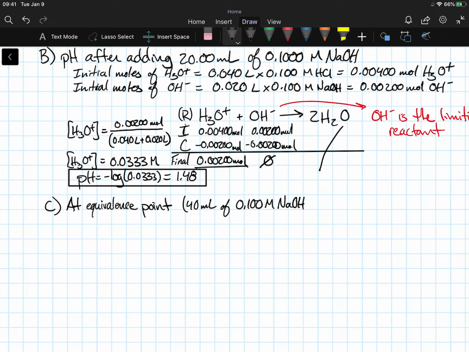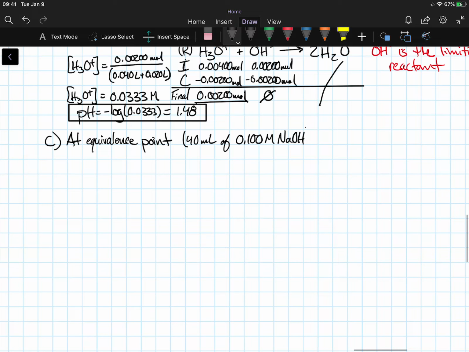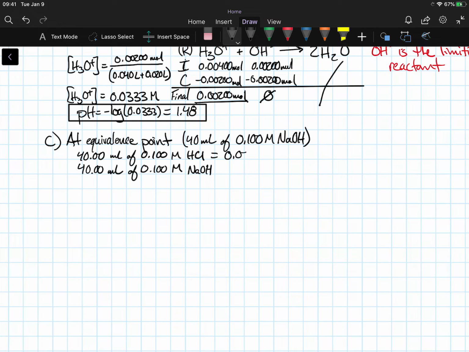We can prove we're at the equivalence point by making sure the moles of acid and base are equal to each other. If we remember from the first step, we had 40 milliliters of 0.100 molar HCl, and now we've added 40 milliliters of 0.100 molar NaOH. This means we have 0.00400 moles of H3O+, and this means we have 0.00400 moles of OH-. Moles of acid equals moles of base. We are at the equivalence point.